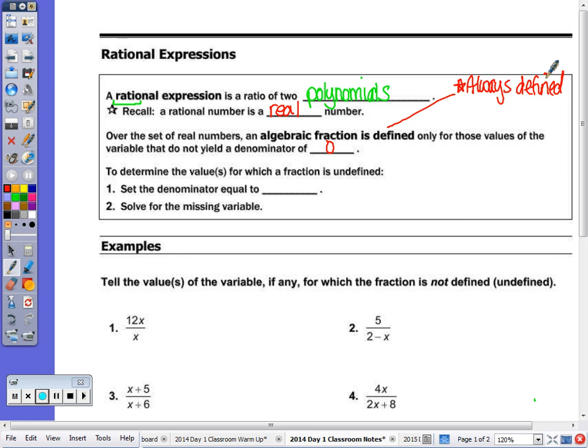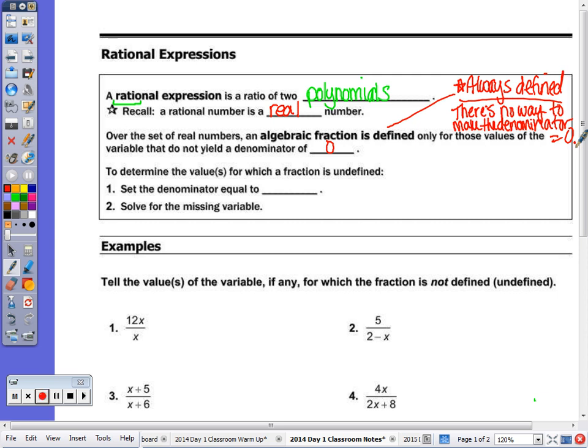So there'll be some questions that say, for which of the following fractions is the fraction always defined? So that means there's no way to make the denominator equal to zero. There's no way to do it. There's no value of x you could plug in that would make the bottom of that fraction equal to zero.